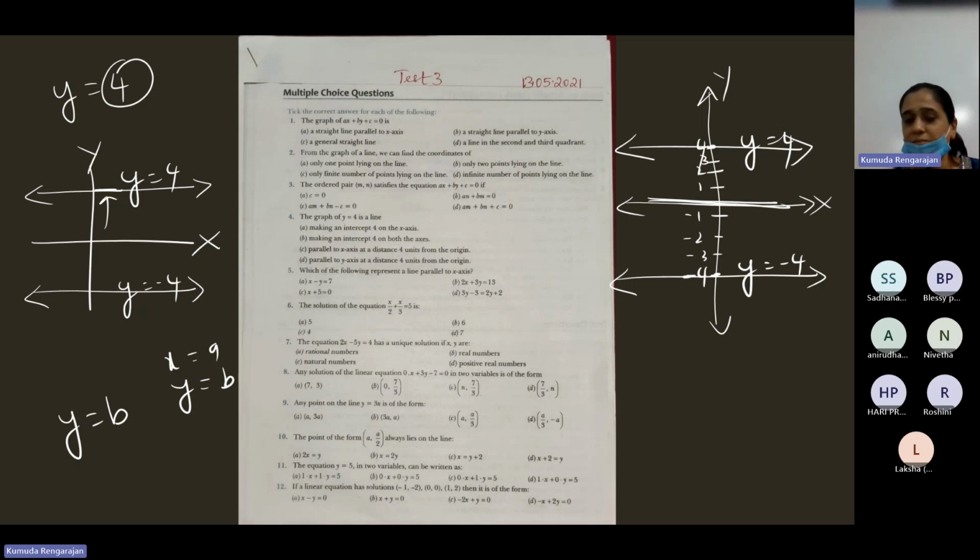Now we understood something. Now let's see the options. You need to understand before you see the options. Without understanding what y is equal to 4 means, if you read the options, you will not be able to select the correct one, right?